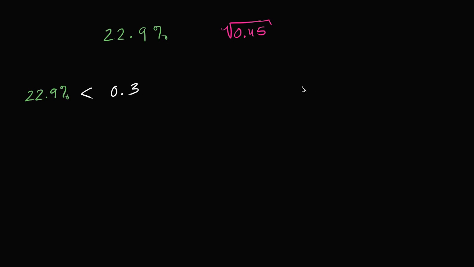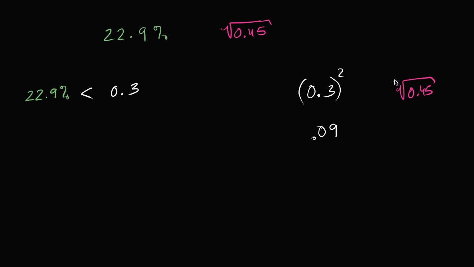Let's compare 0.3 to the square root of 0.45. And now I could use the squaring technique. What happens if I square each of these quantities? If I square this, 0.3 times 0.3, let's see, 3 times 3 is 9, but you're multiplying two things that each have one digit to the right, so you're going to have two digits to the right. So it's going to be 0.09.